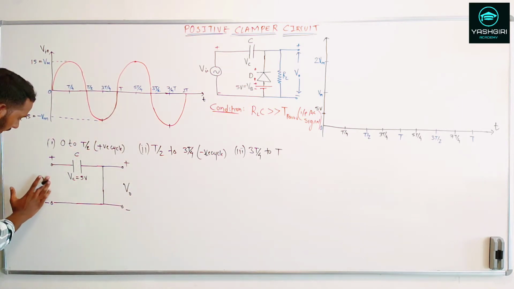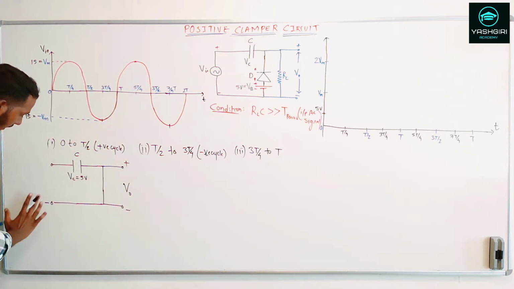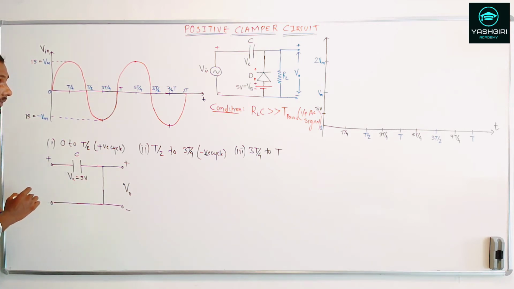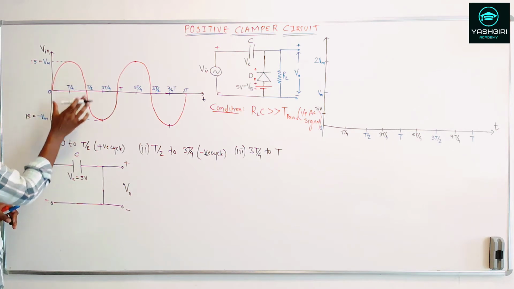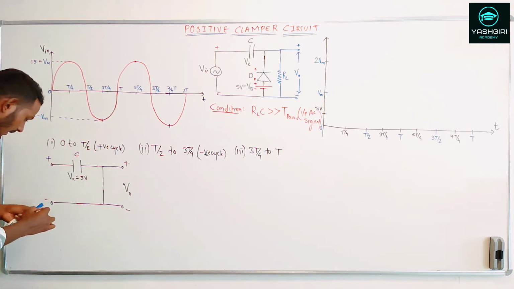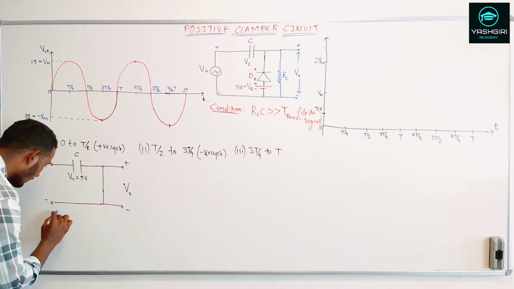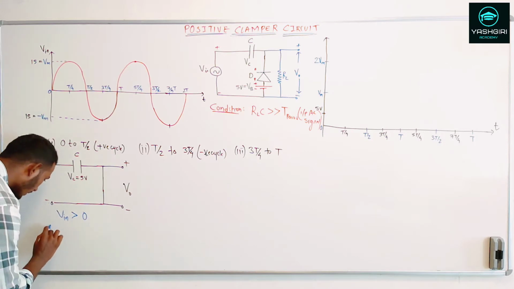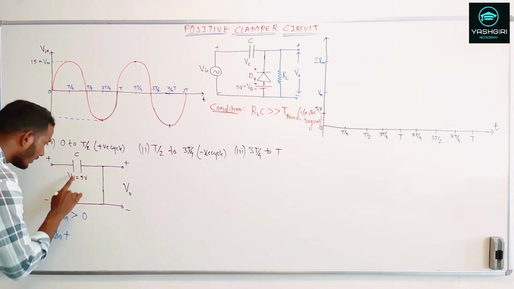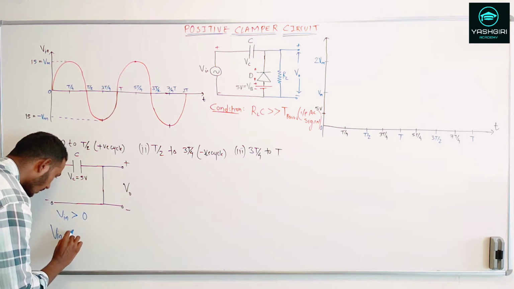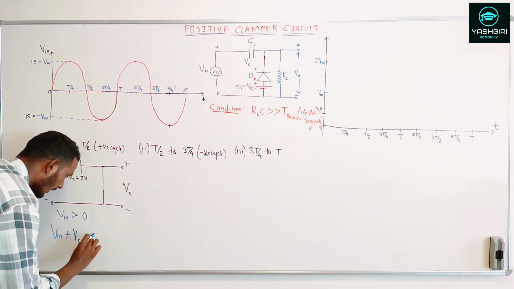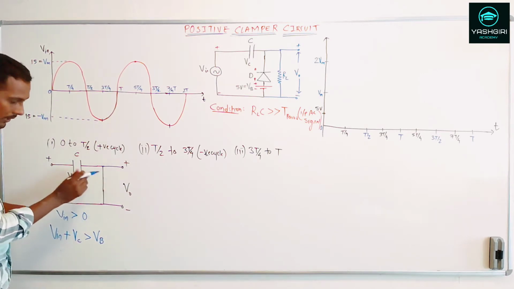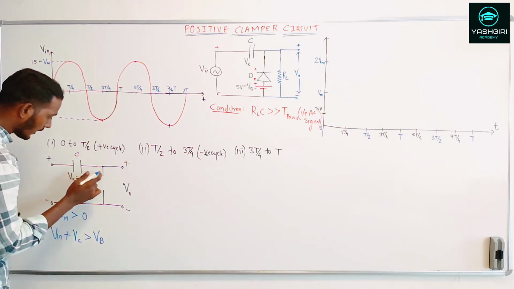So suppose the Vin is equal to 0. Okay, let's go with Vin equal to 0. This is the case. Now when I give the plus and the minus, that is a positive cycle to this, suppose Vin is greater than 0 volts, or else Vin plus the voltage across the capacitor, that is VC, is greater than the barrier, the biasing voltage, then the diode will go in the off state. So the diode will go in the off state.